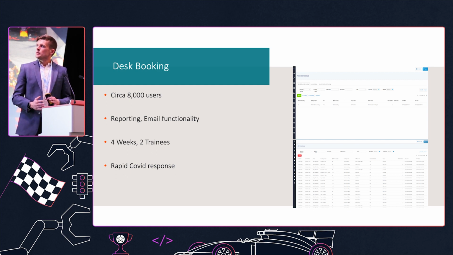It's quite an impressive application in that it only took 4 weeks, which might seem a long time, but by our standards that was very, very short. And it was 2 trainees who had little to no experience of Mendix in the first place. And it serves around 8,000 users.